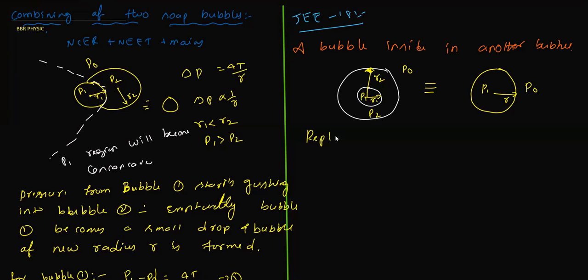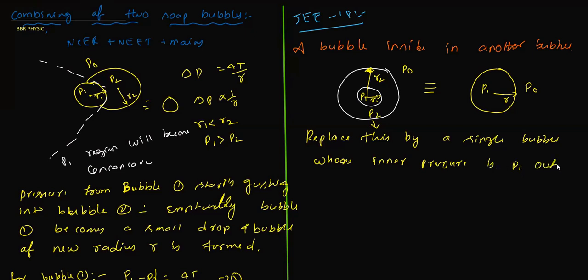Replace the system by a single bubble whose inner pressure is P1 and outside pressure is P0. Why? Because the radius is small, no? For the inner one, a small radius means the pressure will be more. That's why the inside pressure is only considered, almost equal to the outside pressure.